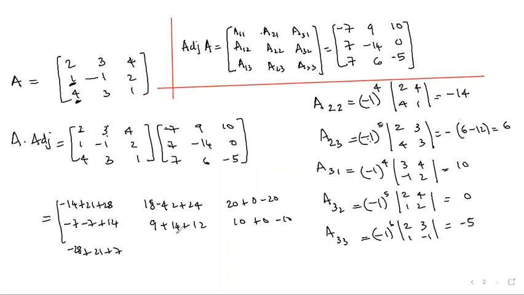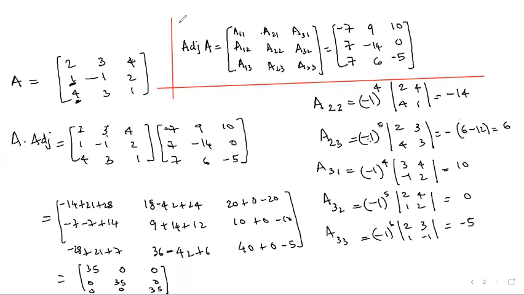Next one. 9 4s are 36, minus 42 plus 6. Next one. 40 plus 0 minus 5. What do you notice? 35, 0, 0, 0, 35, 0, 0, 0, 35. Am I right? Yes, sir. When you multiplied A with adjoint, you got a scalar matrix.